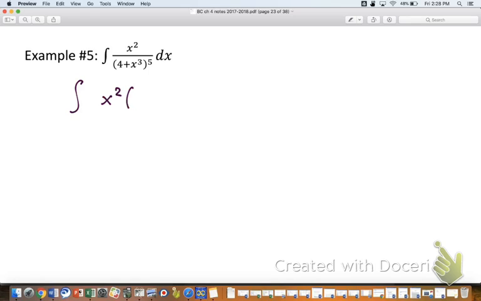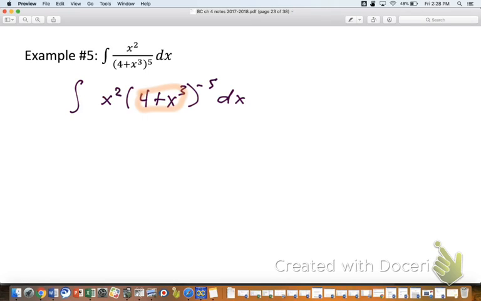Okay, so maybe we rewrite it like this. Antiderivative of x squared times 4 plus x cubed to the negative 5th. Have you guys figured out that these questions have to be really carefully designed to work in a certain way? Like, for instance, what if I wrote, instead of 4 plus x cubed in there, what if it was like 4 plus x to the 6th? You're going to have an issue, right? So these are carefully designed to work in a certain way. See if you guys can work that out, either by substitution or fixing that problem.